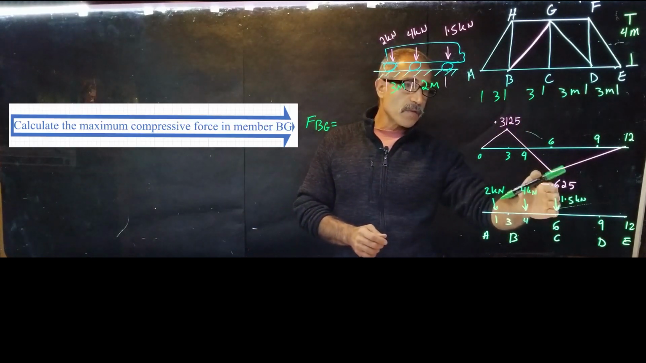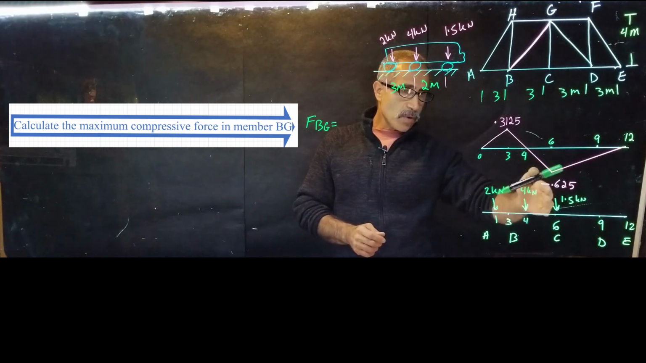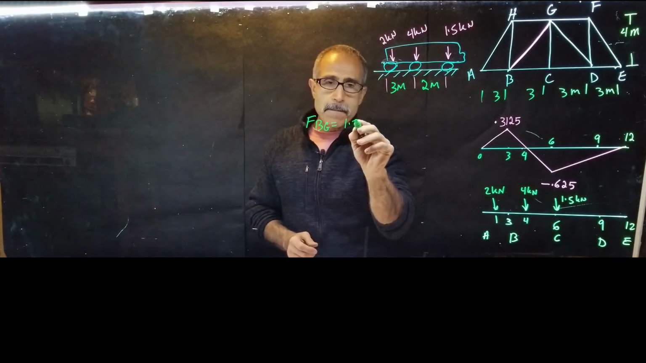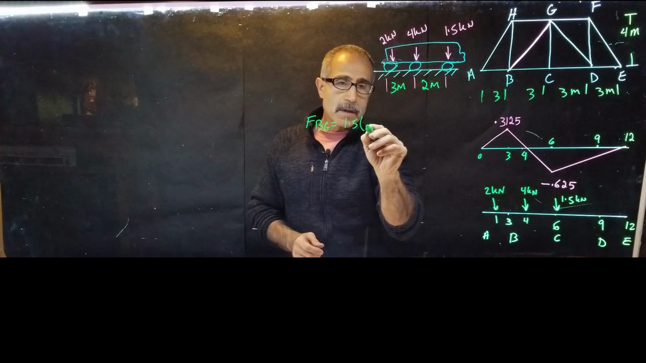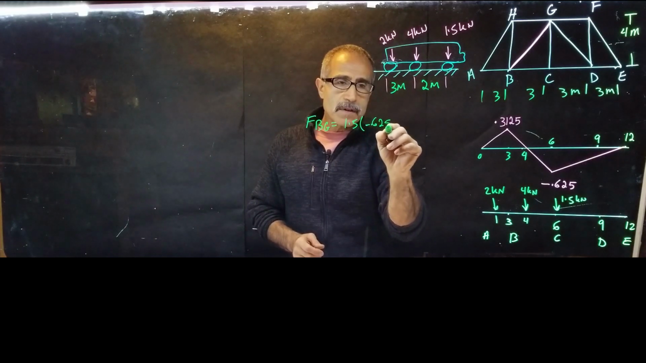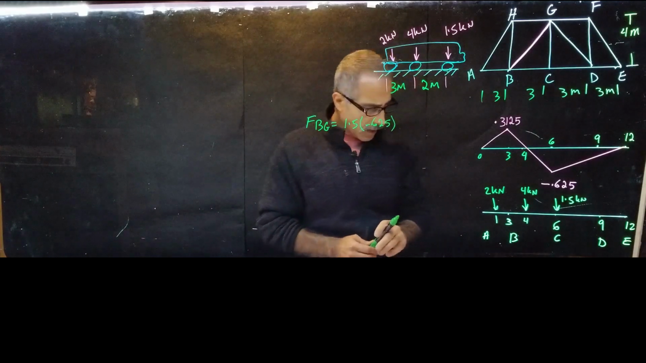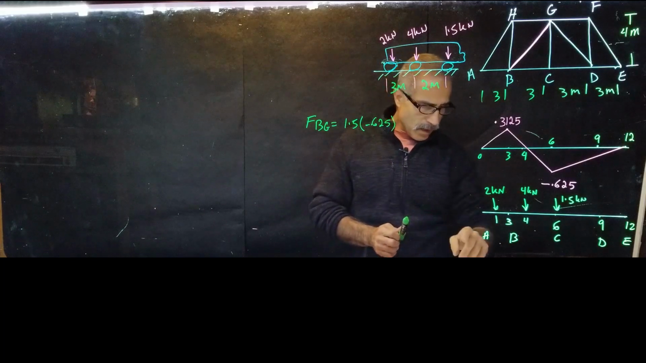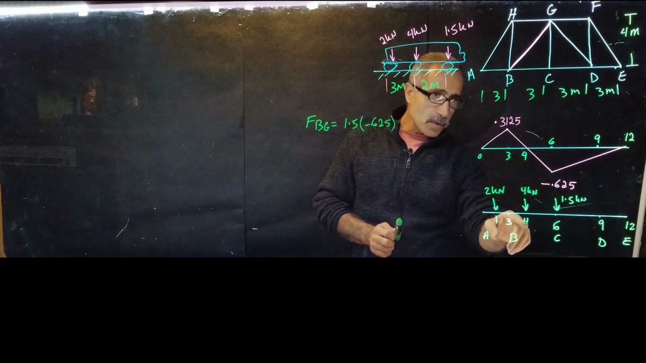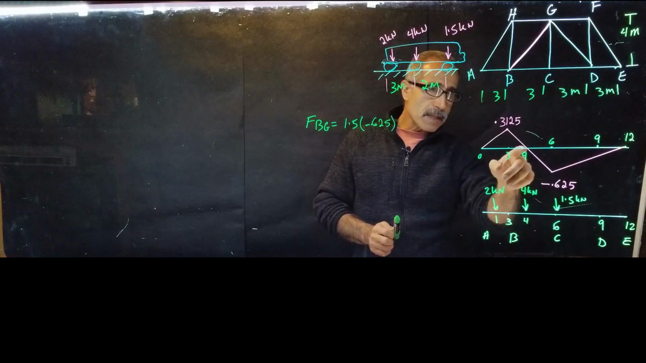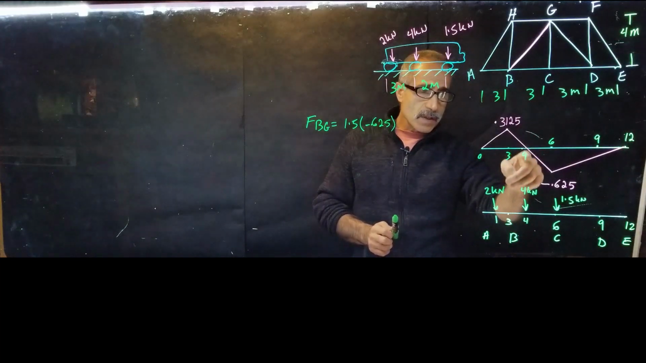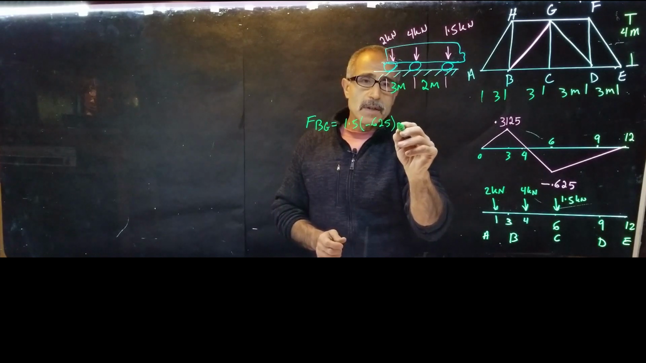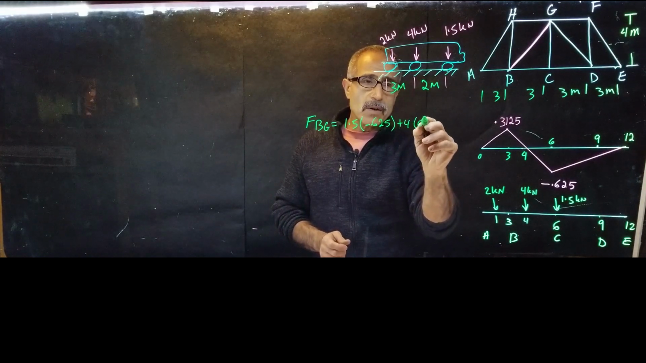It's going to be 1.5 multiplied by negative 0.625. And then we're going to have the 4 kilonewton, and that's going to be right there, where we're 0 at 4. So it's going to be plus 4 times 0.